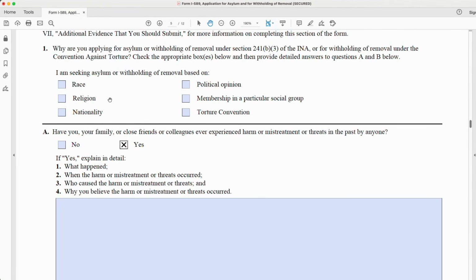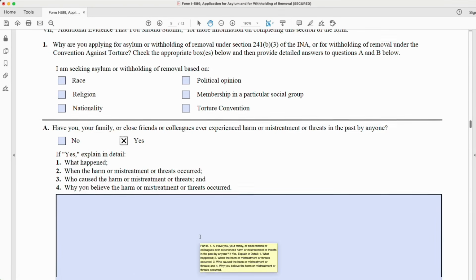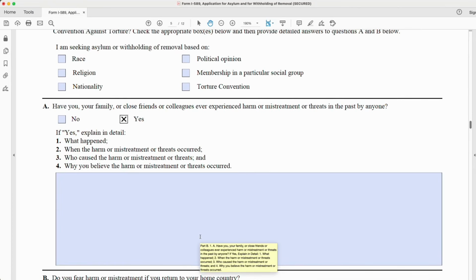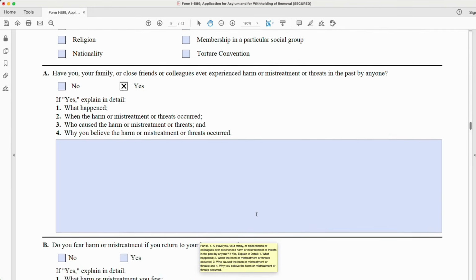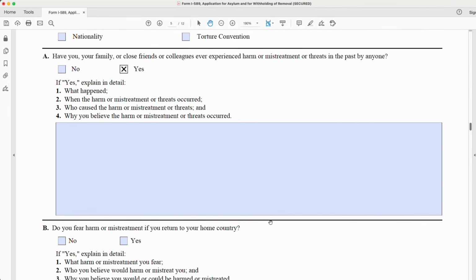Your race, religion, nationality, political opinion, or membership in a particular social group. How do you know that the harm was connected to that reason or reasons you checked above? And did you report it to the police or other authority? If so, what happened? If you did not report it, why not? Would your government have protected you if you had reported it? That might sound like a lot of information to fit in this space on the form.